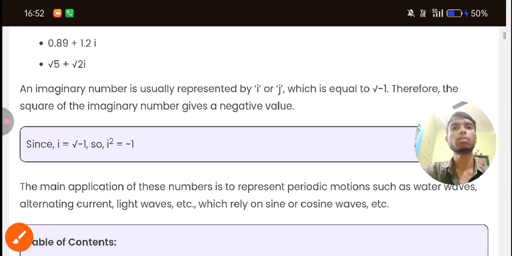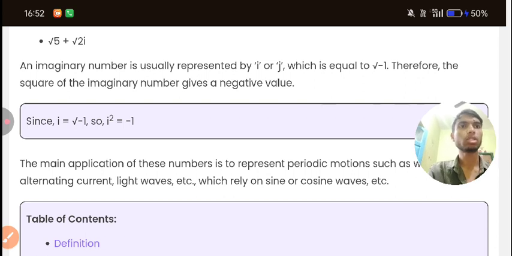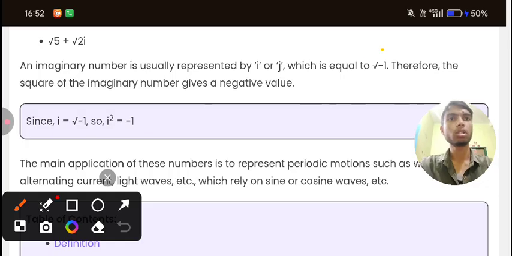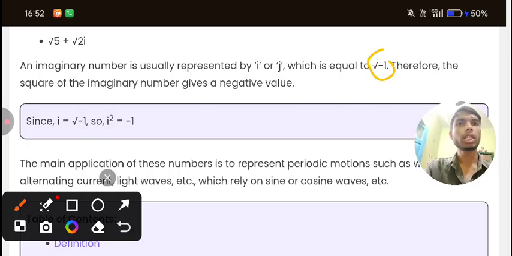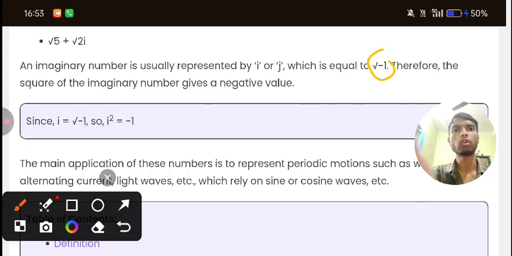An imaginary number is usually represented by i or j. You can represent it by i or j, it is up to you. Therefore, the square of the imaginary number gives a negative value. Yes, the square of the imaginary unit will give you minus 1.